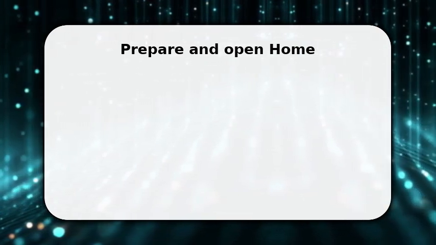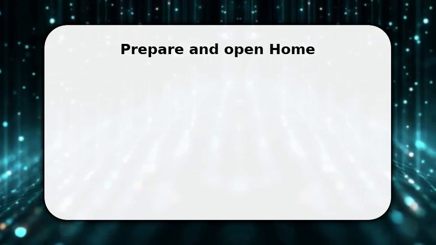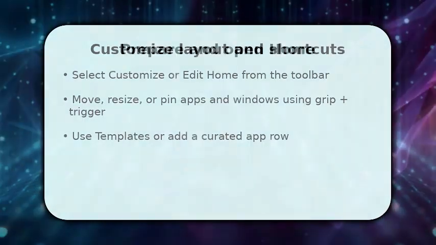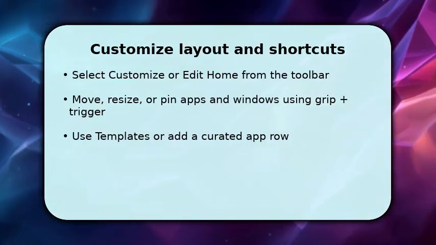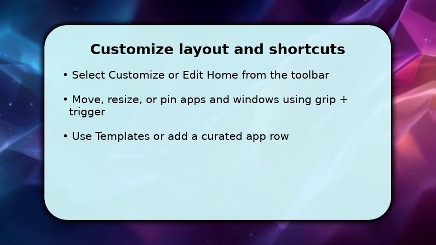Make sure the environment tracking light is steady. This avoids control lag while you reposition items and change layout settings. Now you change the actual layout. Select Customize or Edit Home from the menu toolbar so the interface enters edit mode.